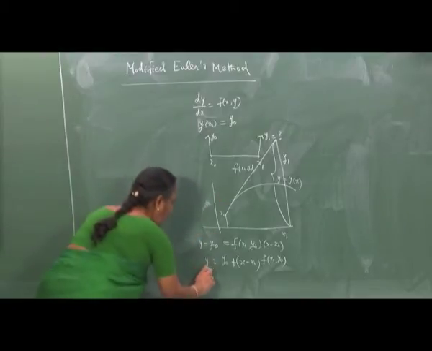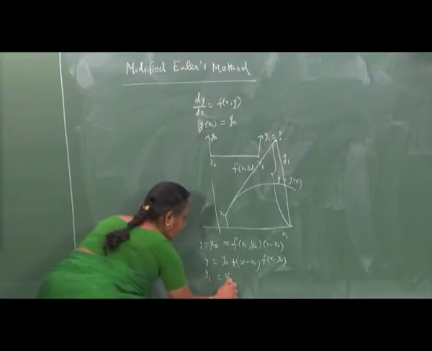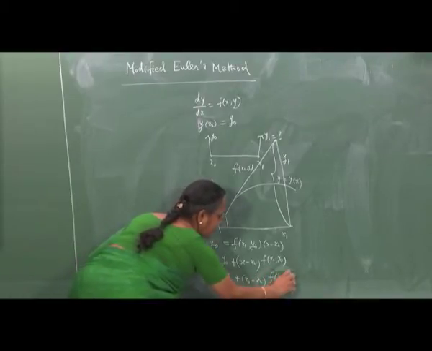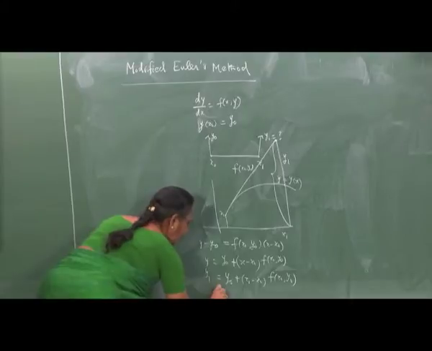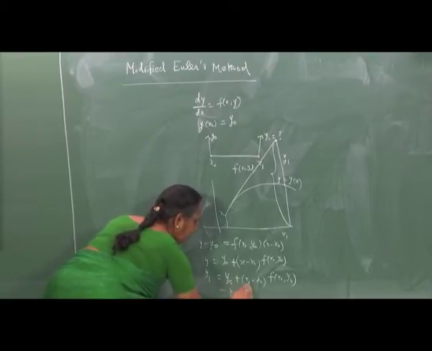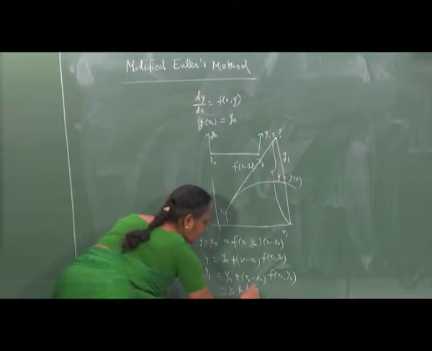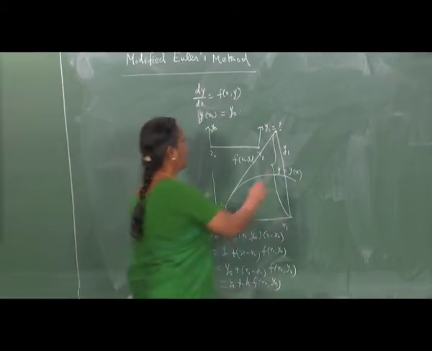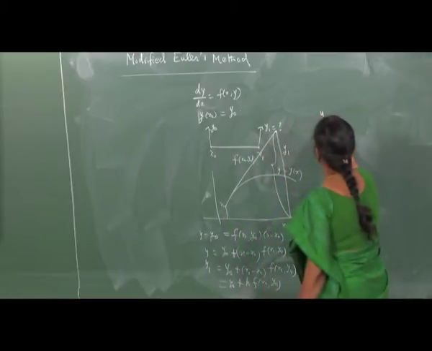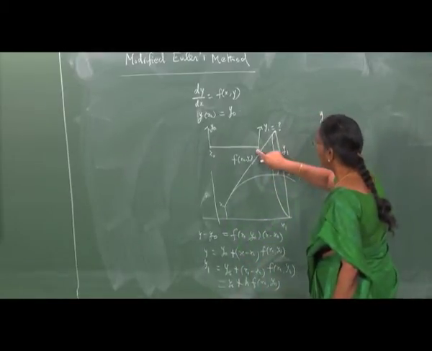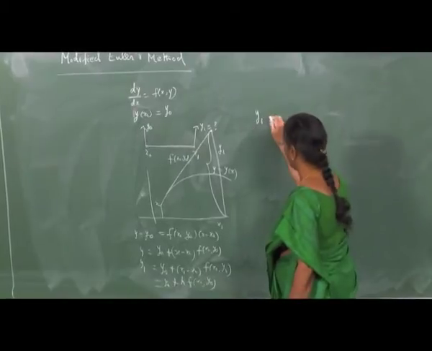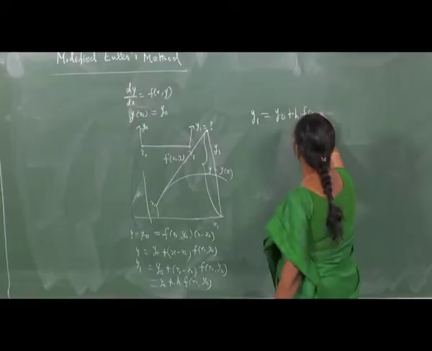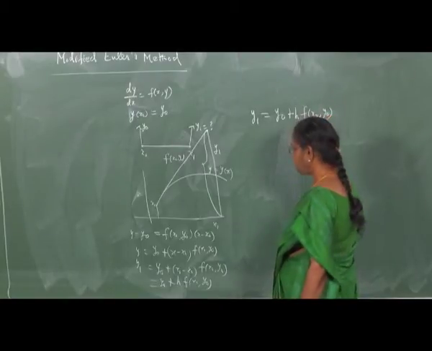So, when y is y1, x is x1, and this gives me the value of y1. If I take x1 minus x naught to be h, this is h into f of x naught y naught. So, I have an approximation of the value at x1 to be given by y1, which is y naught plus h into f of x naught y naught.